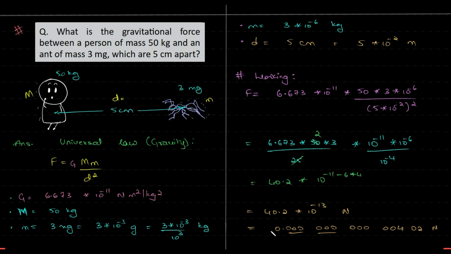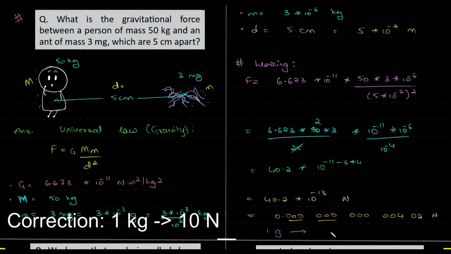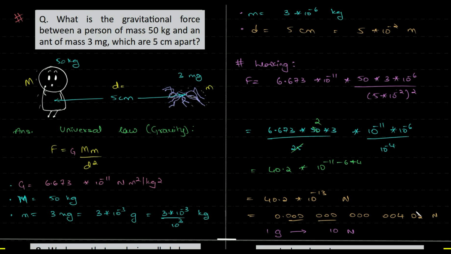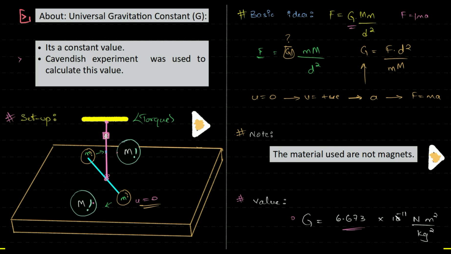To compare it with something which you guys are a bit familiar with, say 1 gram of something is 10 Newton. 1 gram of something on the surface of the earth is 10 Newton, and the force between a person of 50 kg and an ant of 3 milligram is this much. So you can clearly see it's a very small number, and that's why we don't feel any pull. Okay, I hope the concept and the idea behind gravitational law is clear, and you guys can do good numericals on this, right? So I would like you guys to draw all of this, try this setup.